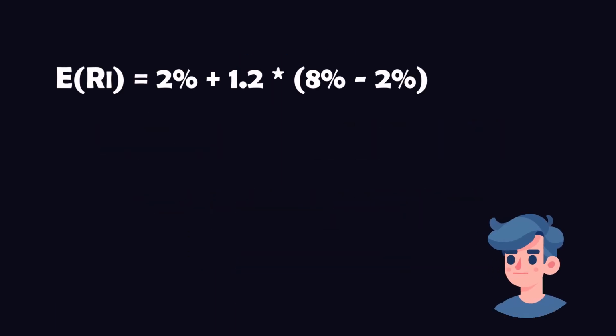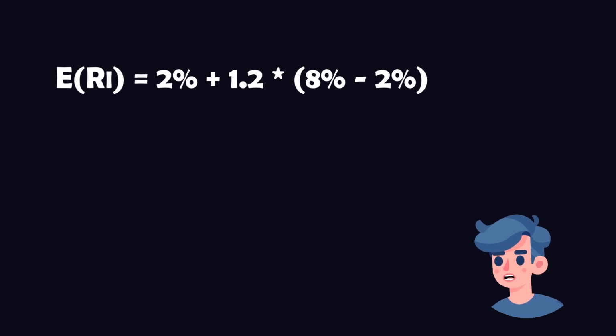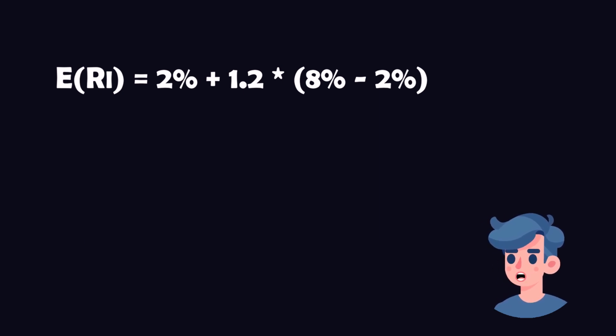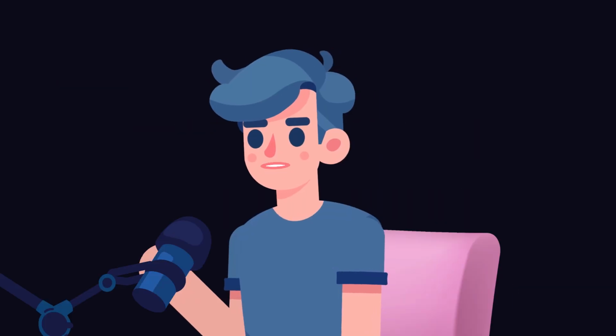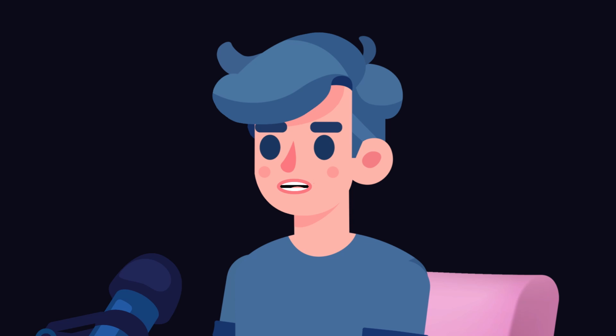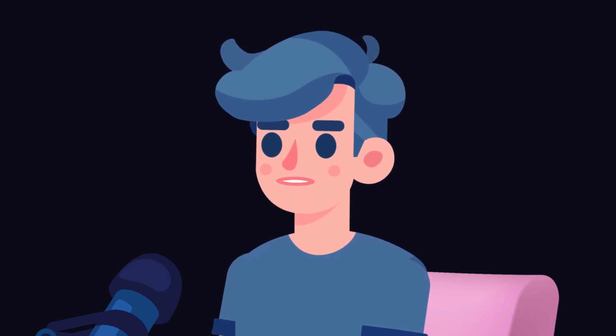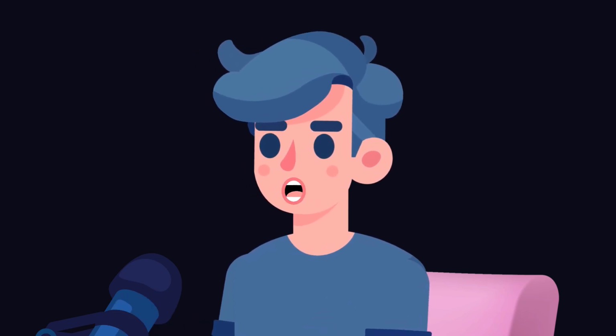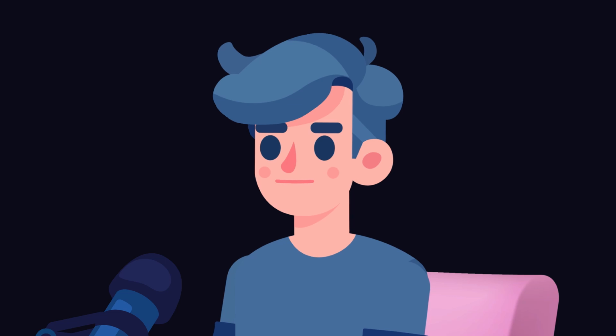Now, let's put this into practice with a real-world example. Suppose we have a stock with a beta of 1.2. The risk-free rate is 2%, and the expected market return is 8%. Using the CAPM equation, we can calculate the expected return. First, we calculate the market risk premium, which is 8% minus 2% equals 6%. Then, we multiply this by the stock's beta.